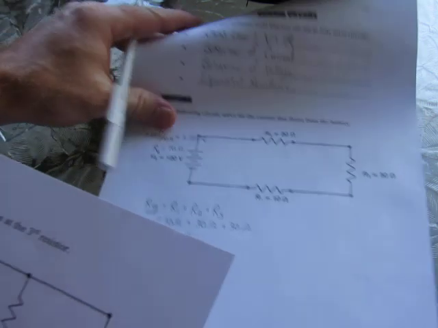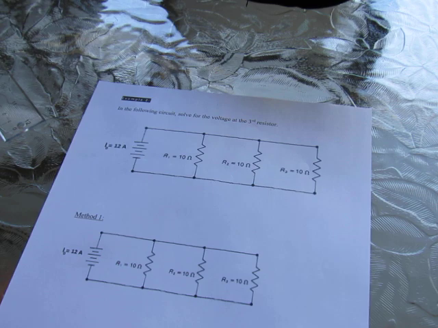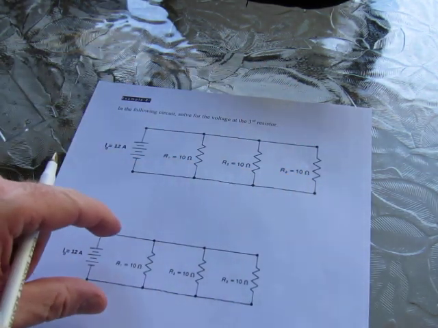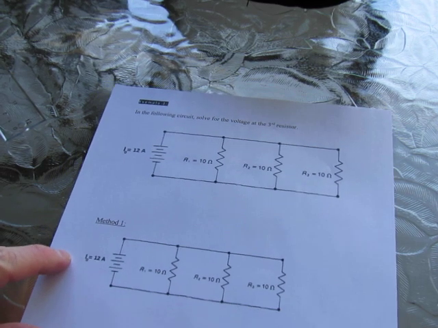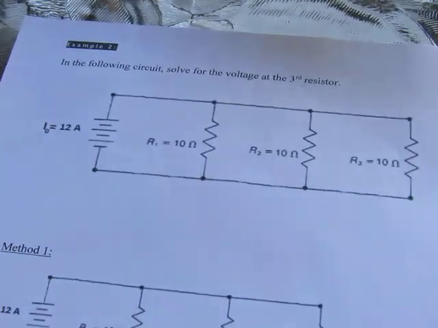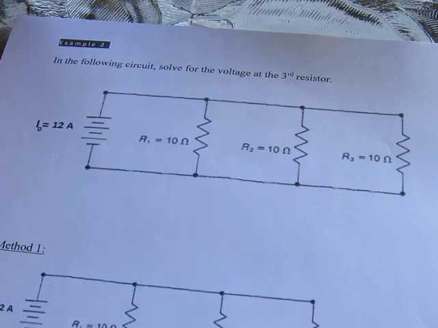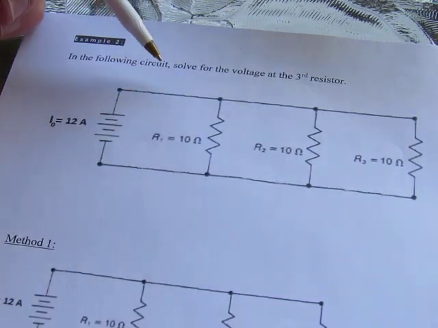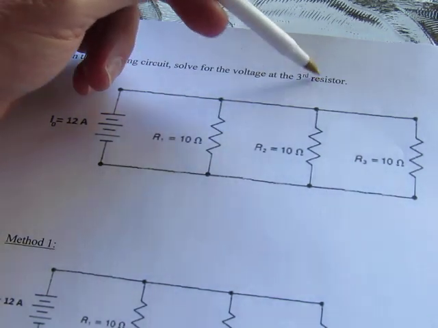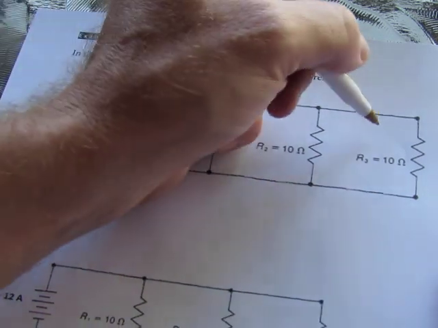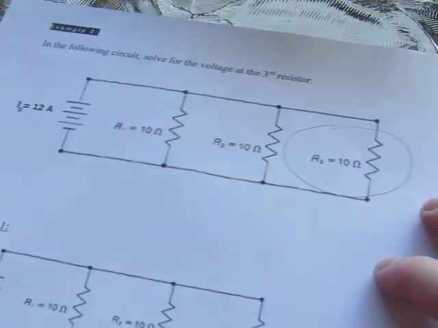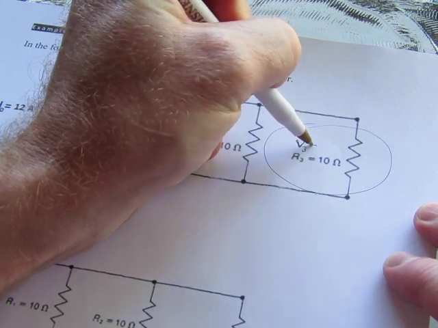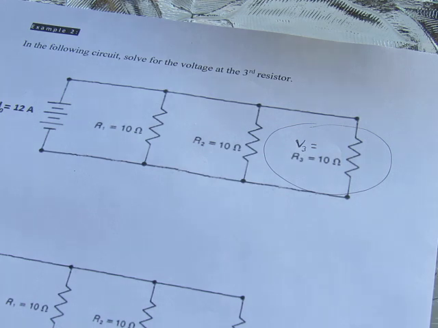So this next question, example number 2, I printed the diagram for the question, and then I printed it 2 more times, because we're going to do it 2 different ways on purpose to show you that you can think about things different ways. Alright, this question says, in the following circuit, it's a parallel circuit, solve for the voltage at the third resistor. So that's over here. At the third resistor, the final answer to this question, we want to know what is V3. And that's it. That's the only thing we need to know.